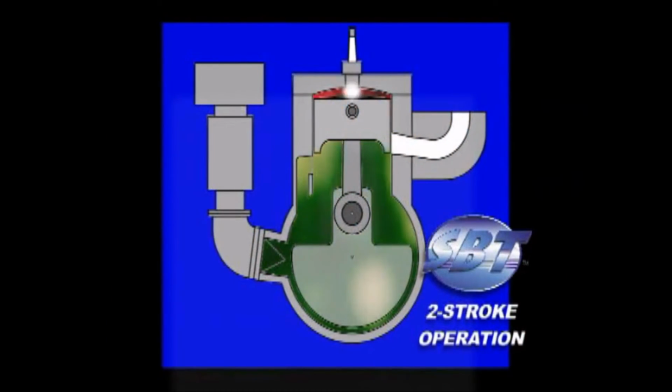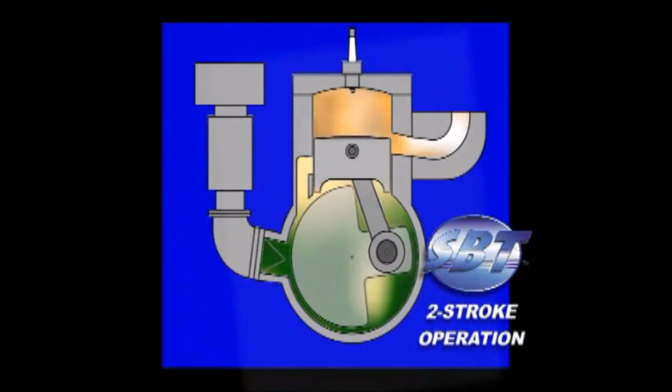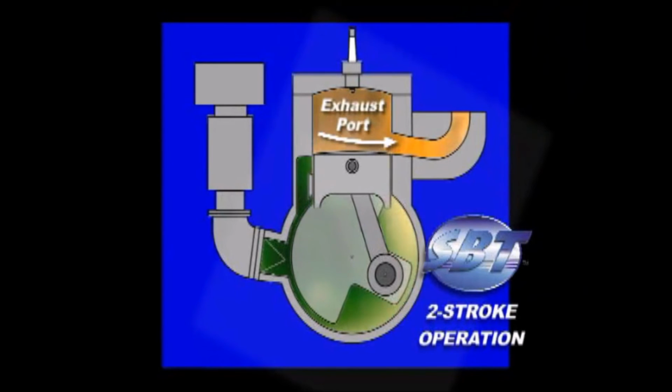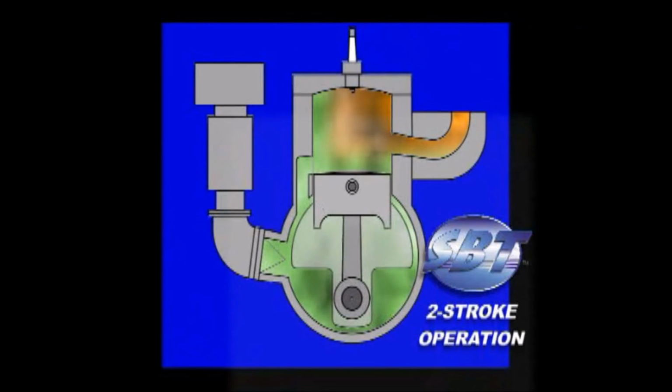During its power stroke, the ignited air-fuel charge forces the piston down until it reaches an opening on the side of the cylinder called the exhaust port. As the piston continues down, it pressurizes the air and fuel mixture under the piston that was drawn into the crankcase during the previous compression stroke. An intake transfer port is exposed, allowing the pressurized air and fuel into the cylinder.